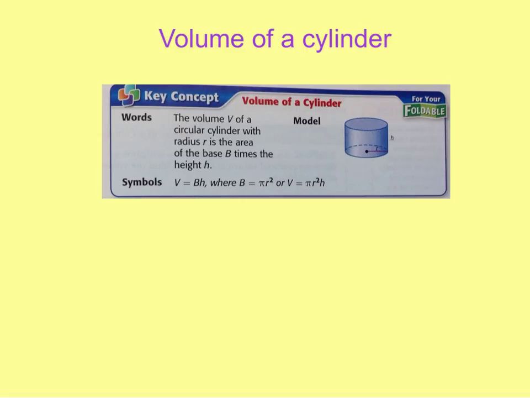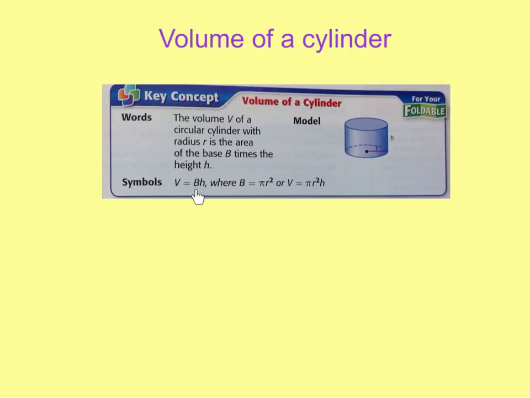To find the volume of a cylinder, we're going to use the same formula that we used to find the volume of a triangular and rectangular prism. That formula, to remind you, is volume equals big B times h. Now, here's where that formula is different. The big B, just to remind you, is the area of the base. In a cylinder, the base is a circle, so we've got two bases and they're circles.